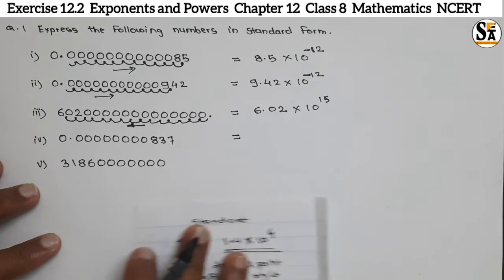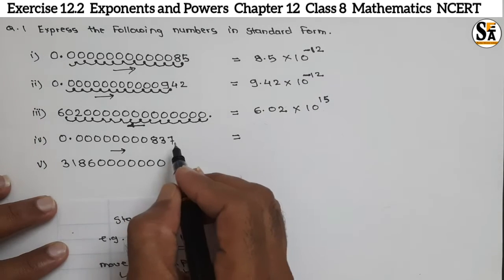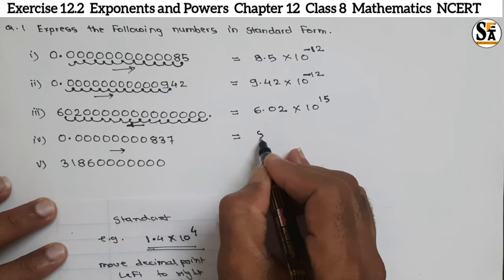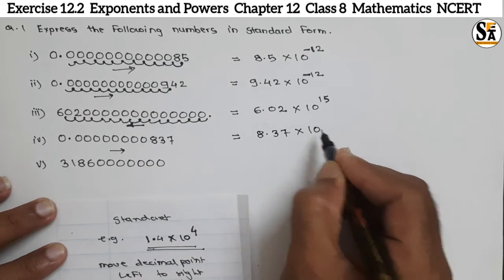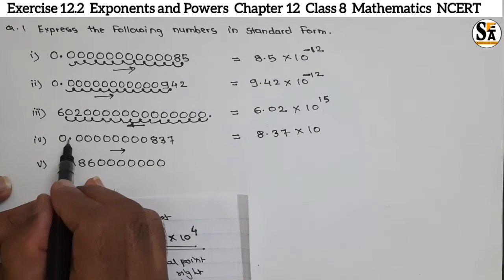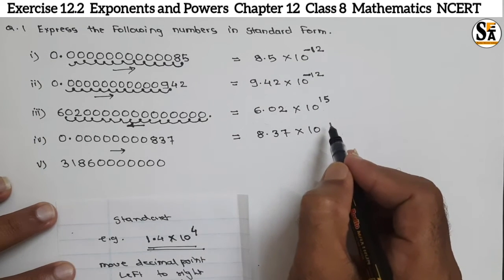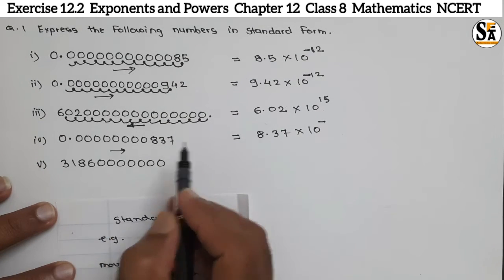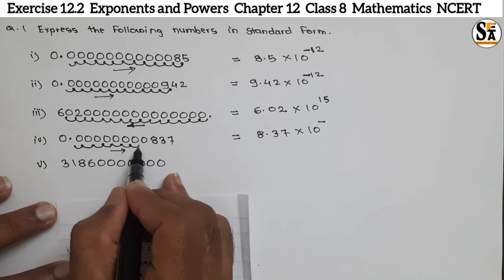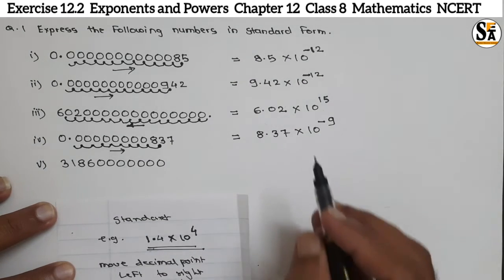Similarly, see the next example. In this example, again we have to move this decimal point from left to right. So what will be the answer? We will keep only a single digit to the left of this decimal point, means our answer will be 8.37 into 10 raised to. The main thing is what will be the digit of the power and what will be the sign, positive or negative. Now see here, we are moving this decimal point from left to right. When we are moving from left to right, it is always minus. And how many digits are we moving? Count. 1, 2, 3, 4, 5, 6, 7, 8, 9. Are you getting? Means we are moving 9 digits. So right here 9. I think this would be clear for you.